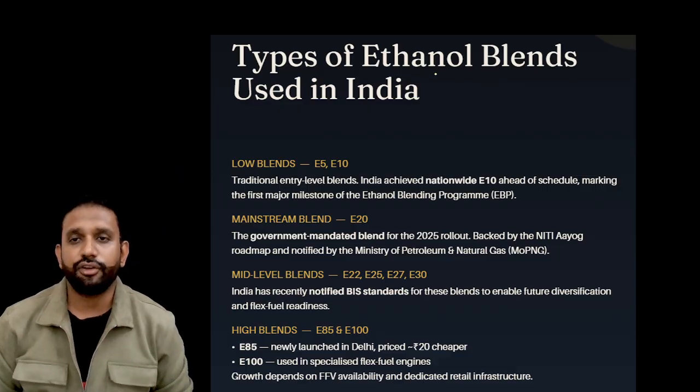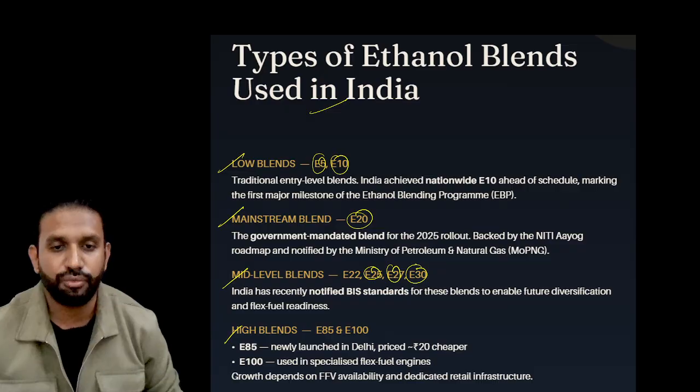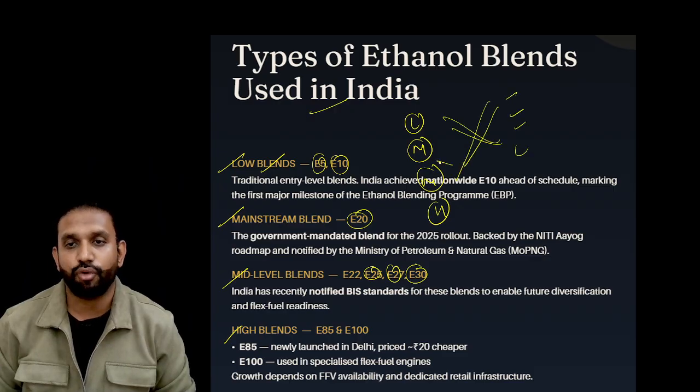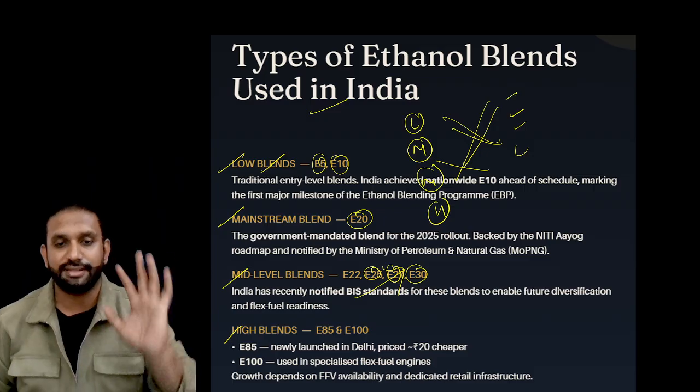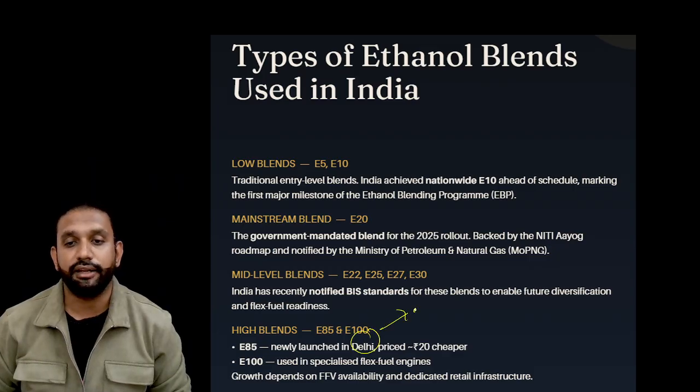Okay, types of ethanol blends used in India. So we have E5, E10, E20, also 25, 27, E30. These blends are important: low blends, mainstream blend, mid level blend, and also high blends. So make sure that you understand what kind of blends there are. They may ask you about low blend, mainstream blend, mid level blend, high level blend, and they will give you the ratio. They may ask you the maths of the following in the examination. So please make sure that you are studying this. And high blends were recently launched in which city? They may ask you Delhi. They will ask you in Delhi.